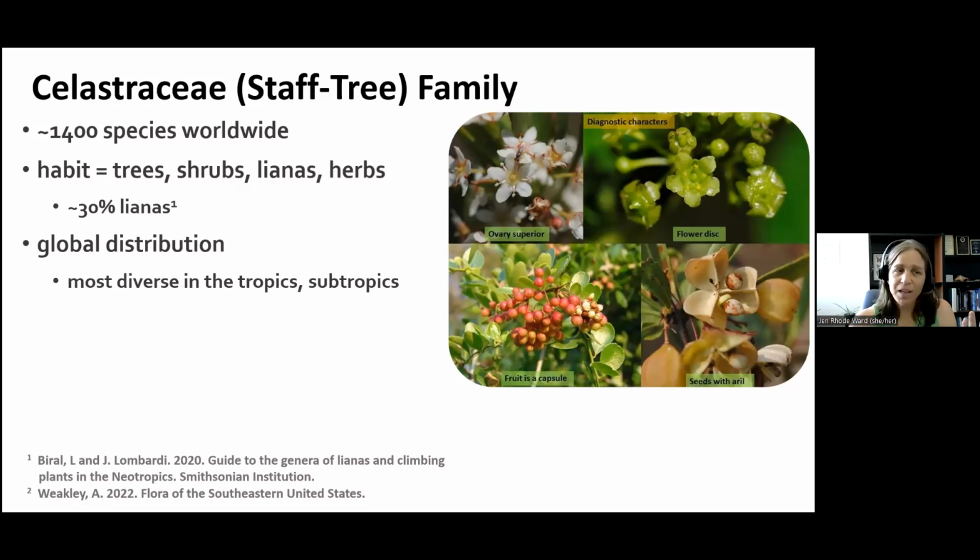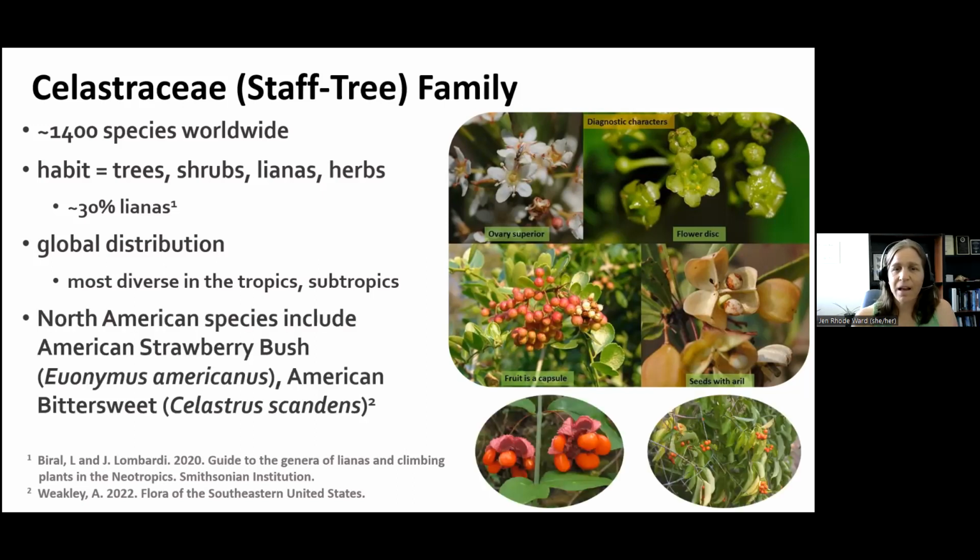So this family of plants is most diverse in the tropics and subtropics, but it's found worldwide. It's much more common in the tropics and subtropics than it is here in the temperate region. And some North American species that you might be familiar with, besides the native congener, American bittersweet, there's also the American strawberry bush, Euonymus americanus, which is a beautiful plant that makes its fruits in late summer.